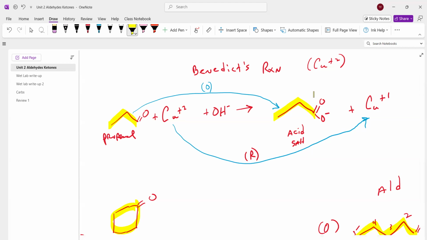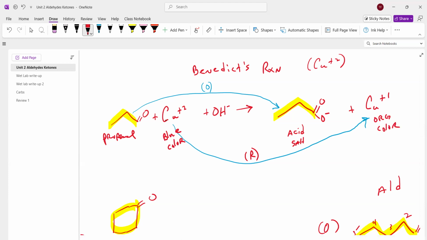Now, this is a blue color, a copper plus 2. And this is an orange color. So when the blue goes to orange, you know that something has happened.